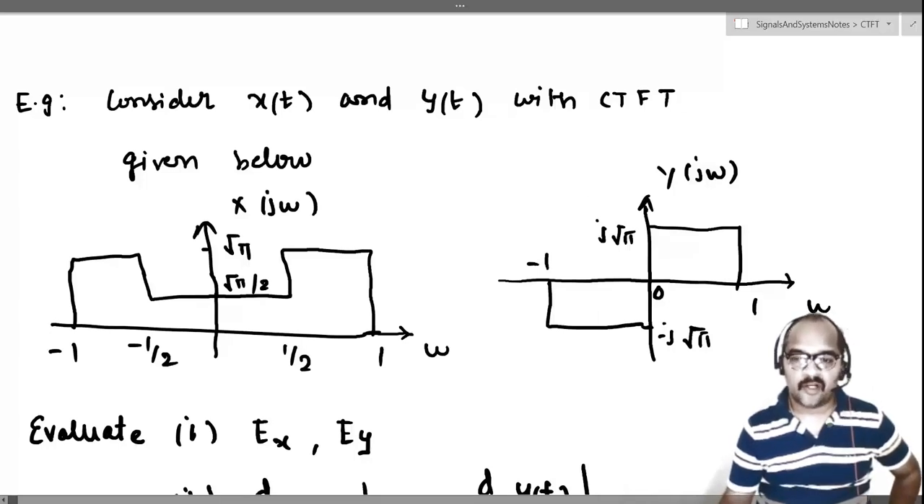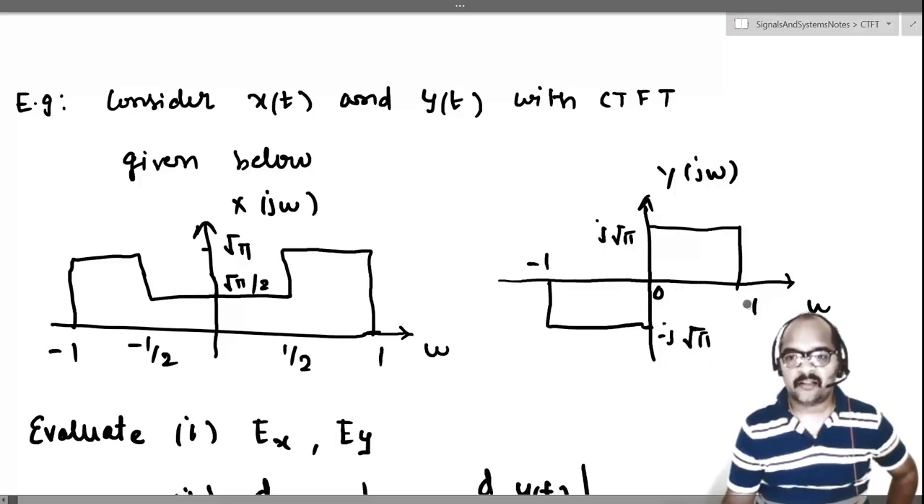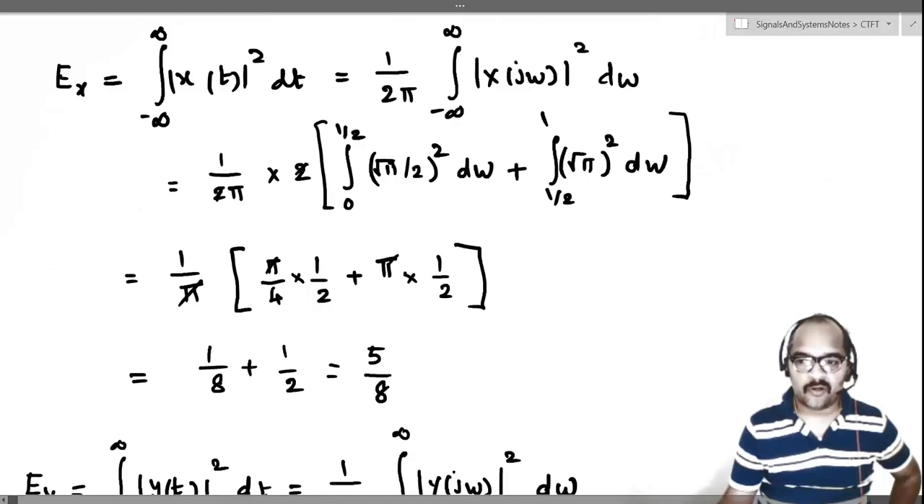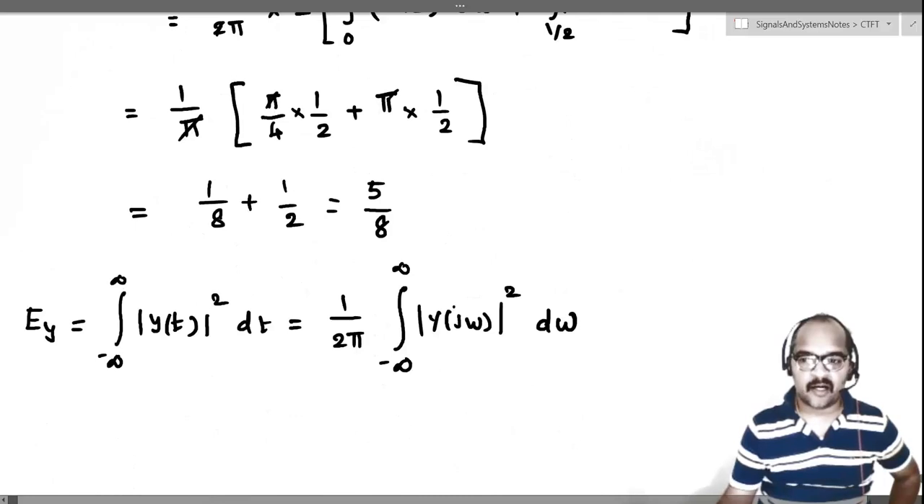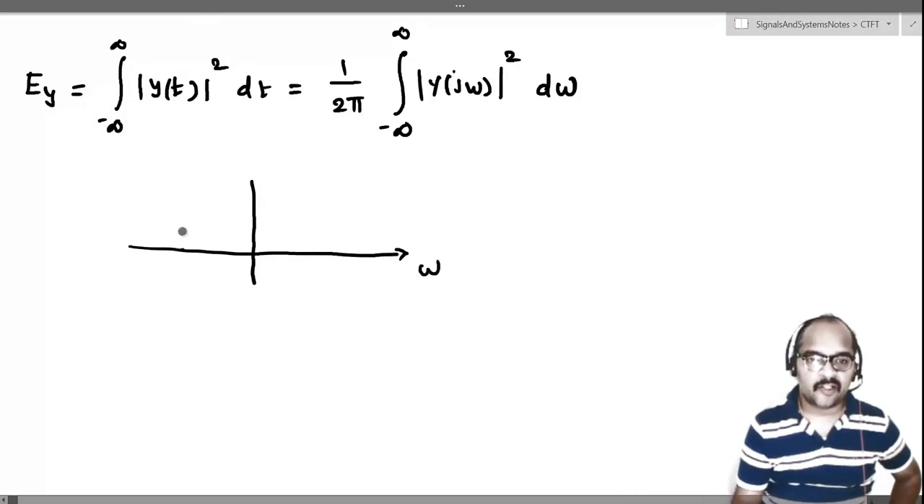If you take the modulus, what will happen? From -1 to 0, if you take the modulus, you will get root pi. Similarly, from 0 to 1, if you take the modulus, j root pi will become plus root pi. So the plot of the modulus of Y(jω) will look like this. Y(jω) is different from the modulus of Y(jω). You will get a rectangular function from -1 to +1 with amplitude root pi.